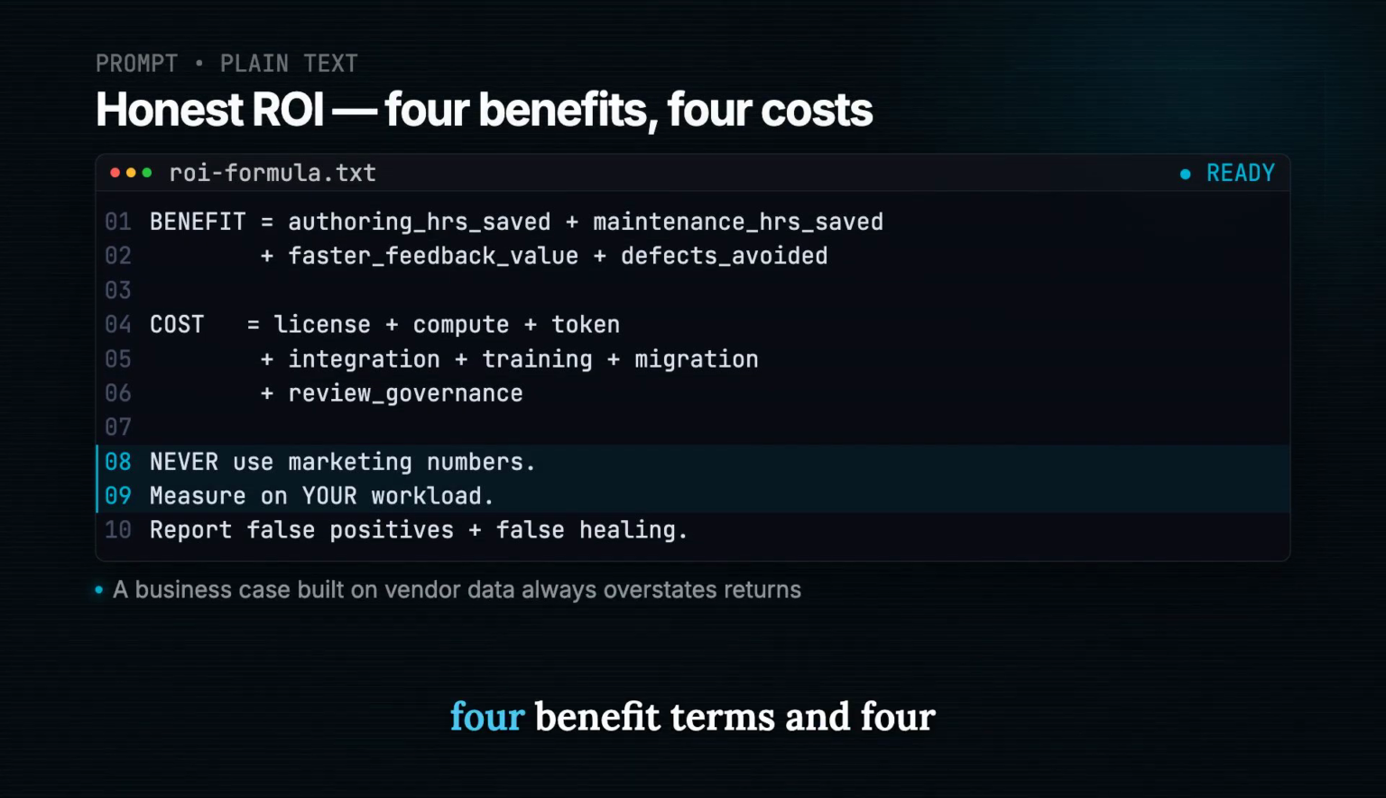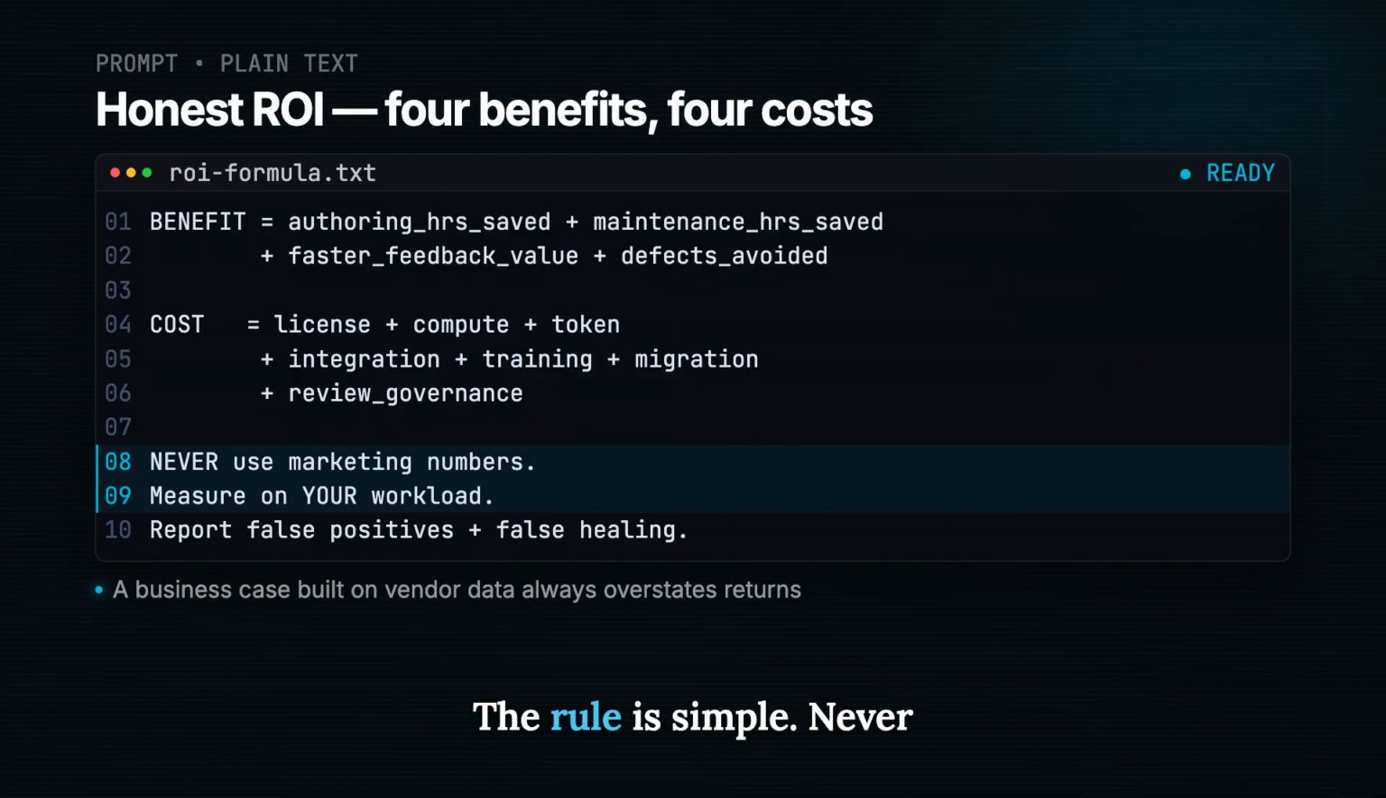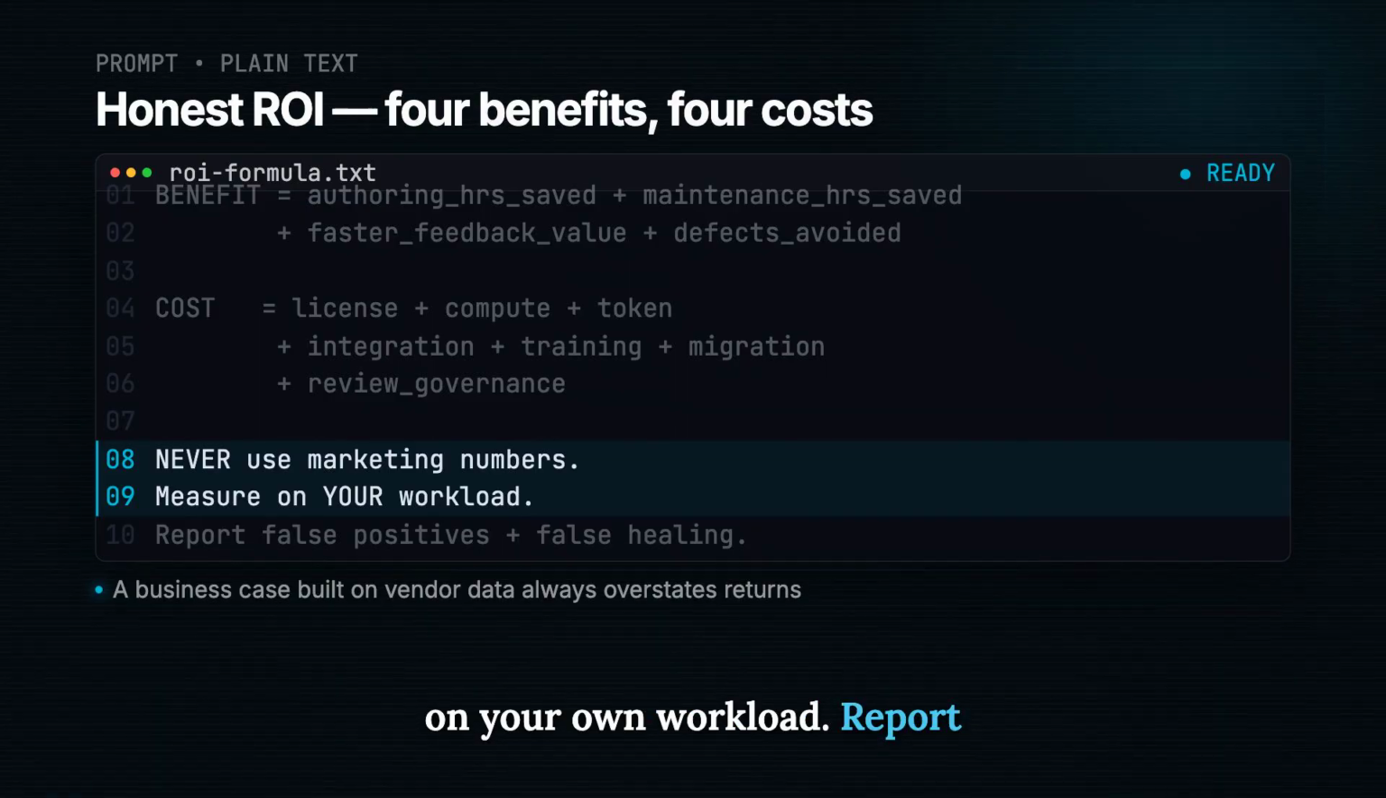The ROI formula has 4 benefit terms and 4 cost terms. Benefit equals authoring hours saved, plus maintenance hours saved, plus the value of faster feedback, plus defects avoided. Cost equals license fees, plus compute and token charges, plus integration effort, plus training, review and governance, and migration. The rule is simple. Never use marketing numbers for an internal business case. Measure on your own workload. Report false positives, false healing, and downtime alongside the wins. A business case built on vendor data always overstates returns.